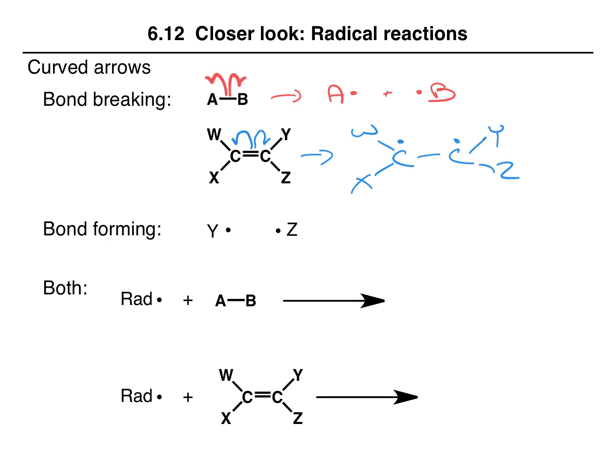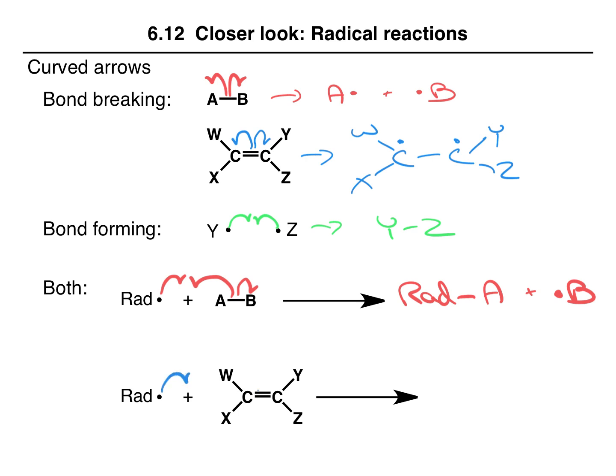Whenever we have bond forming in a radical reaction, now the electrons are moving towards each other from opposite directions, giving us a new bond. Now, when both are happening at the same time, we have one electron coming together with another electron. And then from this bond, one electron's going this way and the other electron is going on to the B, giving us a new bond between the radical and the A, and then B is our new radical.